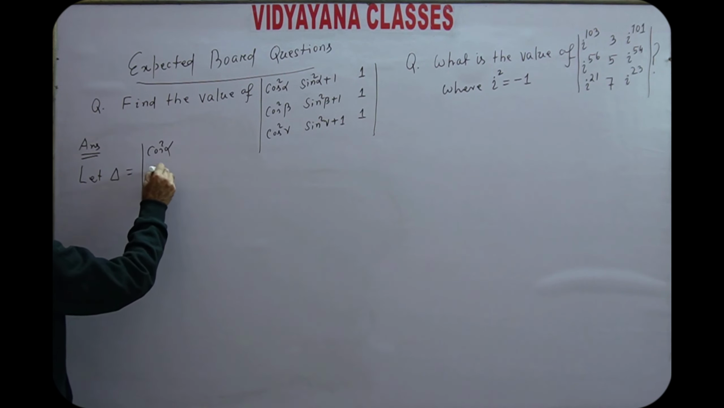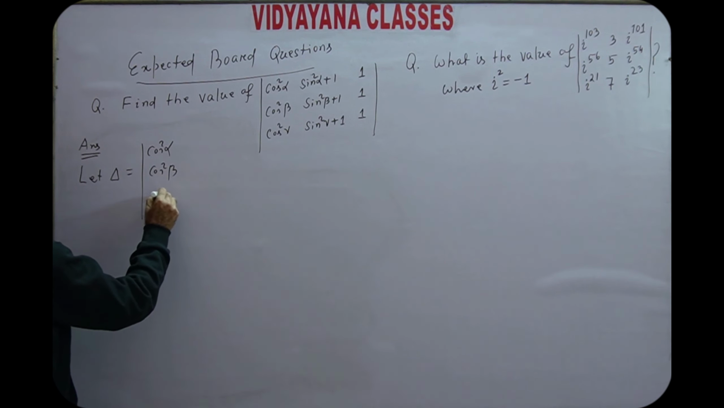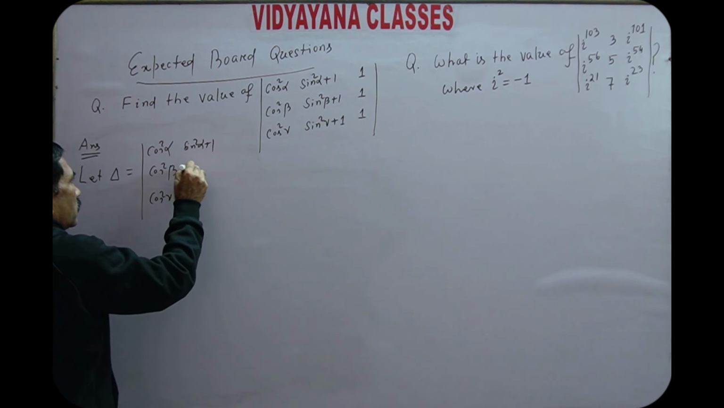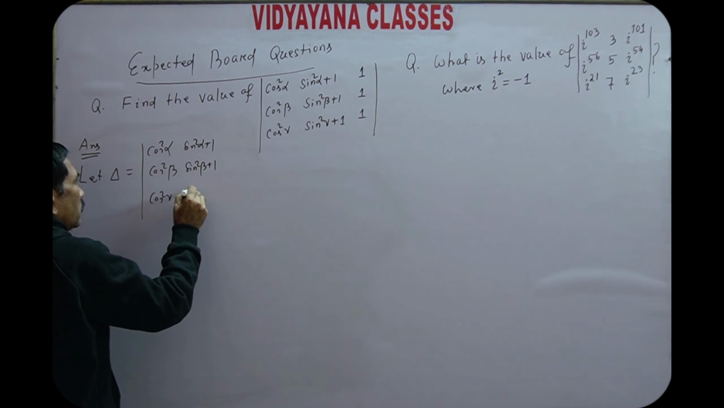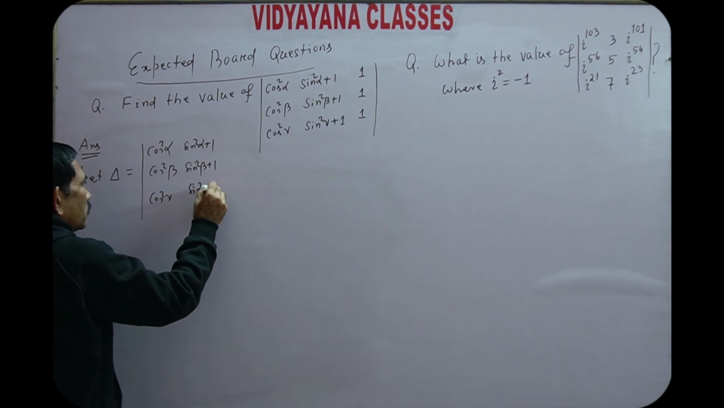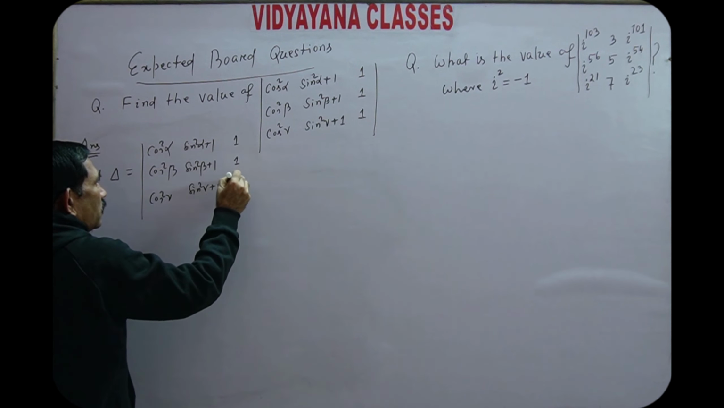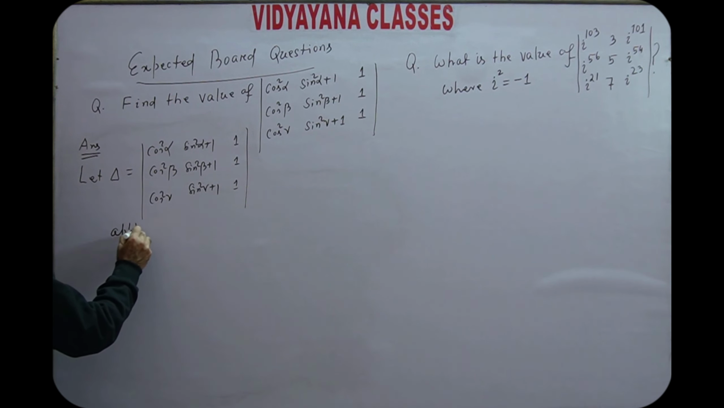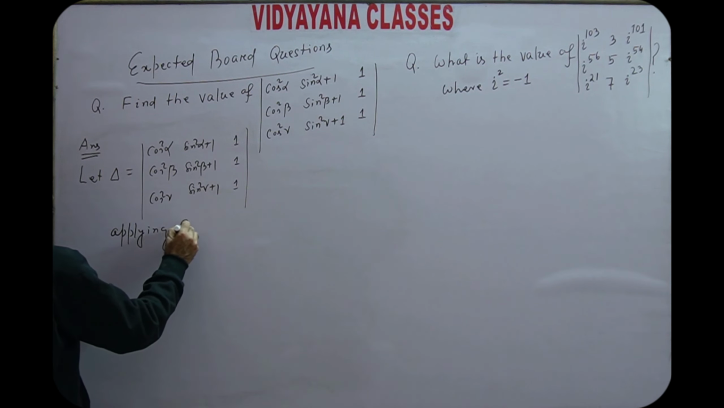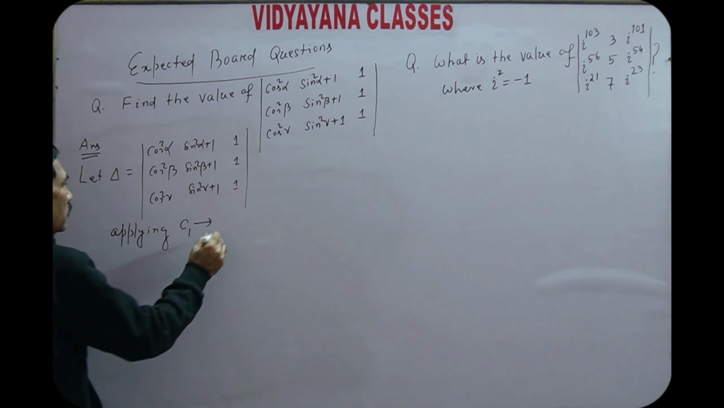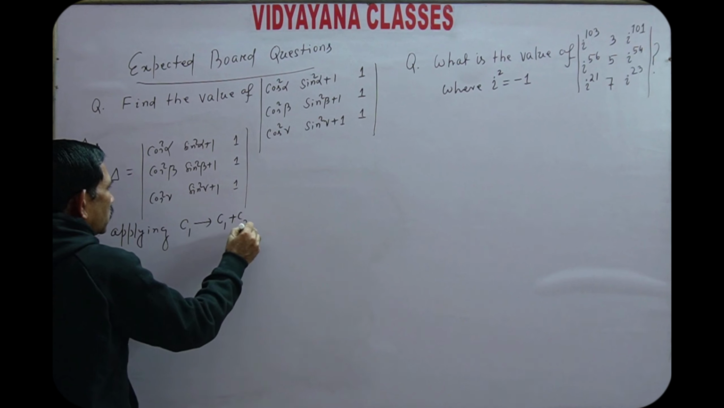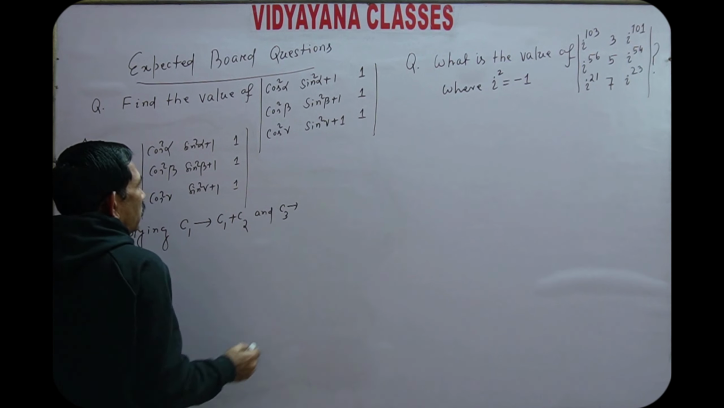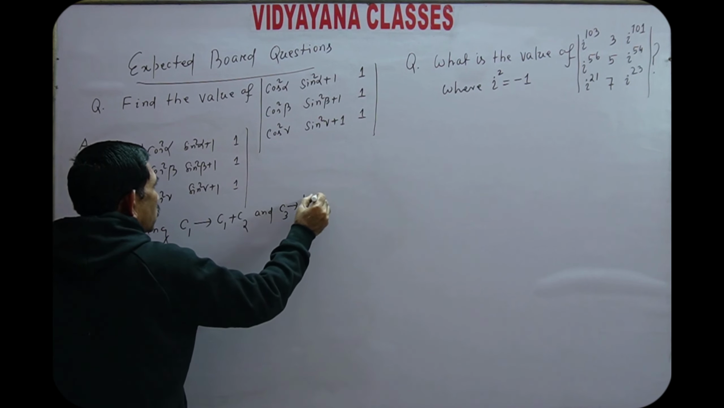cos square alpha, cos square beta, cos square gamma, sin square alpha plus 1, sin square beta plus 1, sin square gamma plus 1, 1, 1, 1. Applying C1 replaced by C1 plus C2 and C3 replaced by 1 by 2 C3.